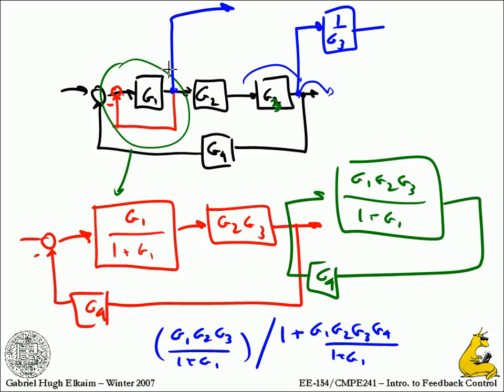Or I could go the other way. 1 over G2, G3? Yeah. And then I would move that out to there and pull those out. Now, do you need to pull it out like that? You don't need to. You can always do it algebraically with signals.